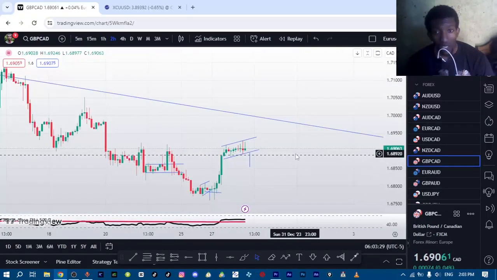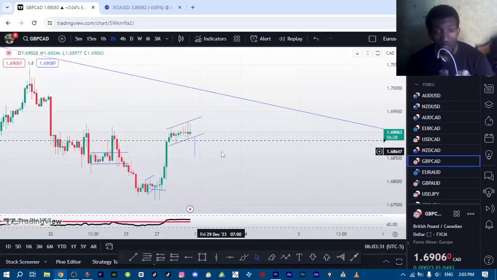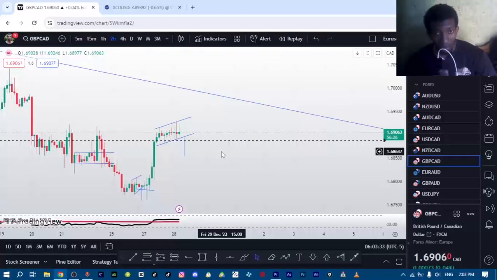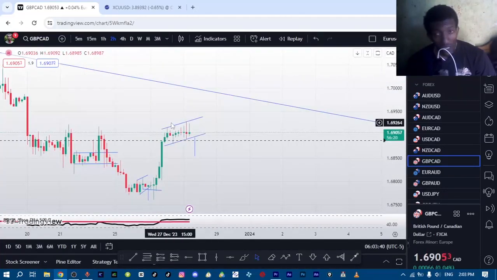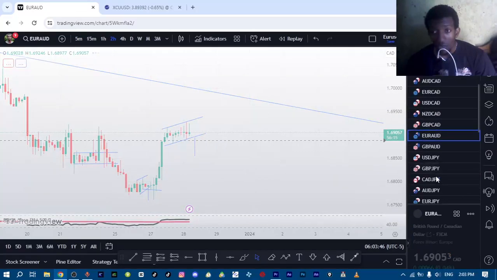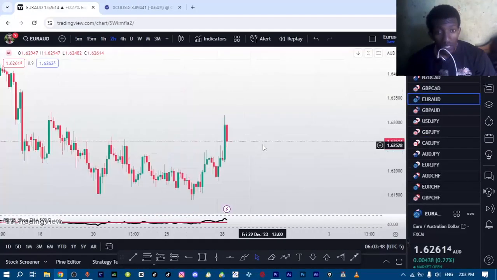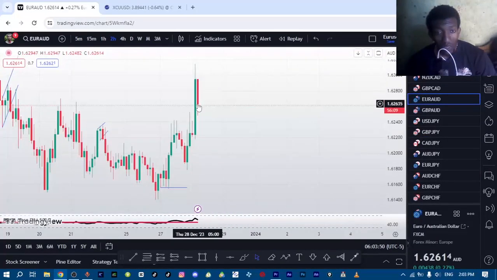So I have put an alarm down here. It might go up and break to the upside, it can do whatever it wants, but all I want is a break. So let's go to Euro Swissy and see what it is doing. In this case, we don't have anything.